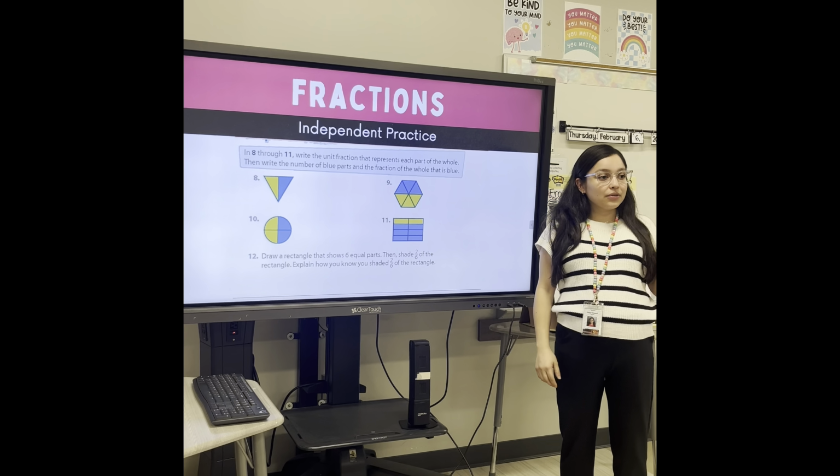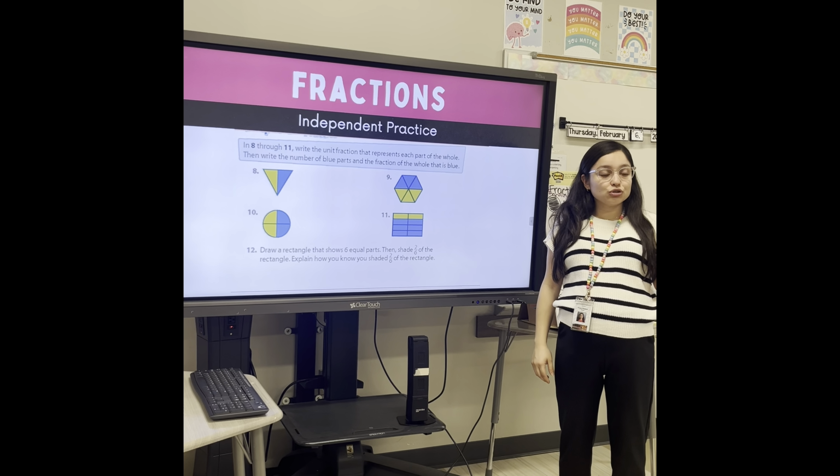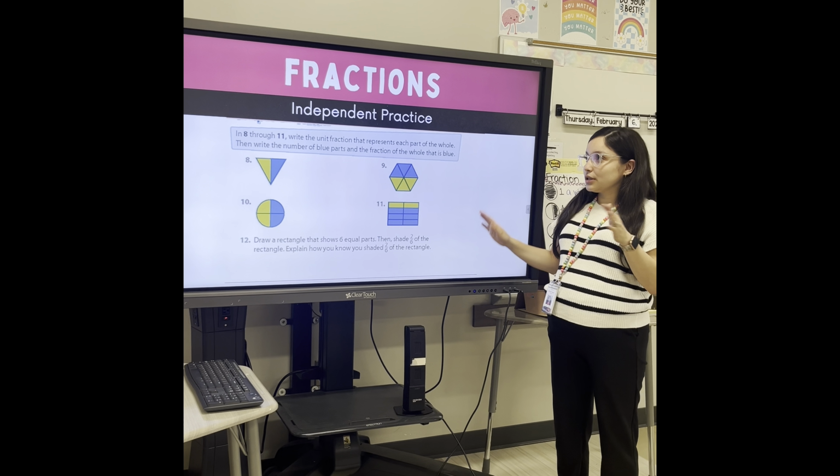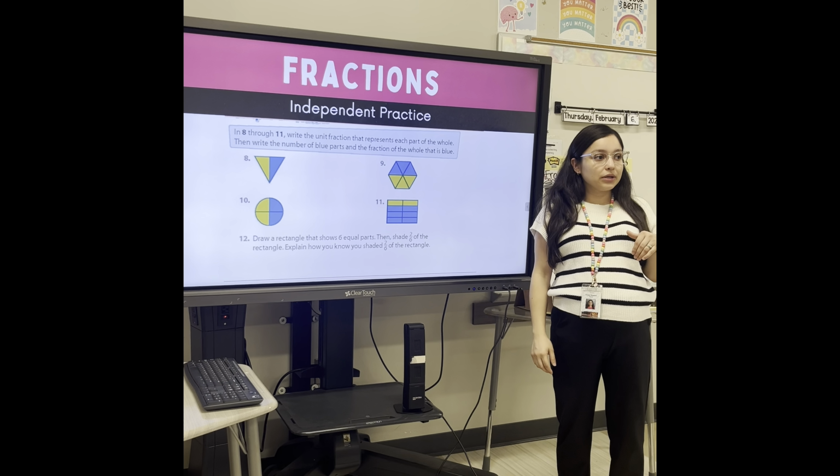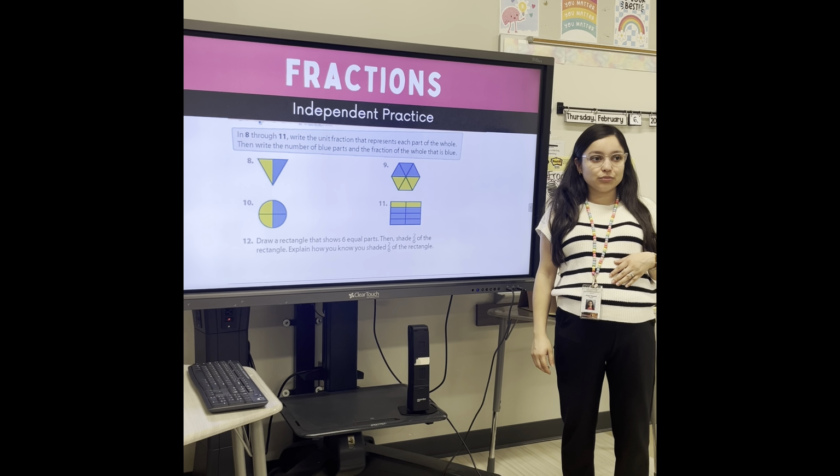Good job, Ellie. So now that you guys had a chance to build your own fractions, we will go into our independent practice. You will be completing this in your math interactive notebook, okay?